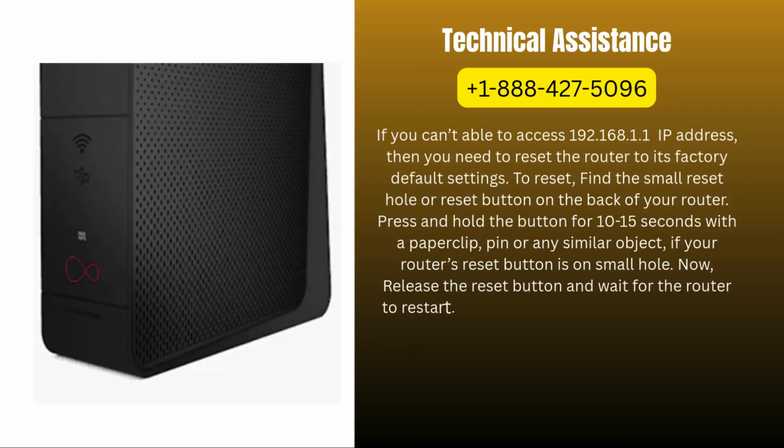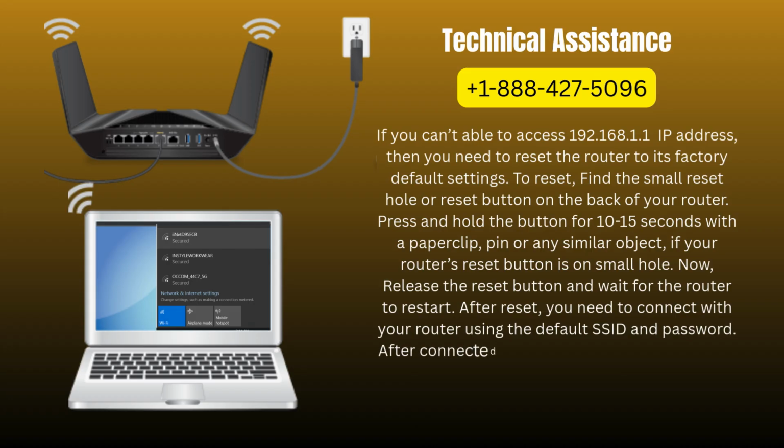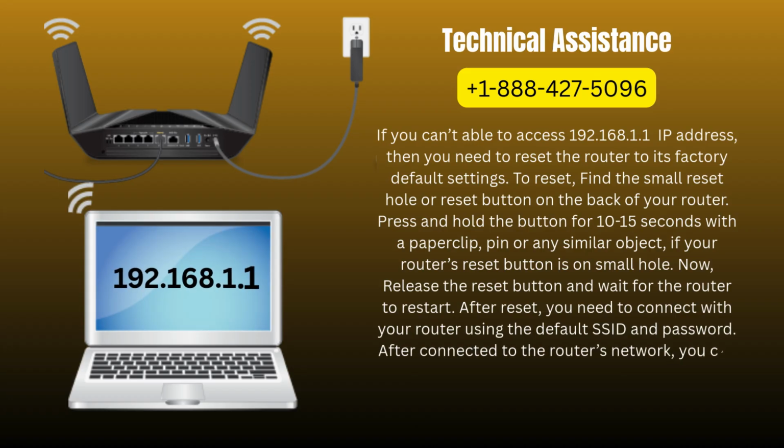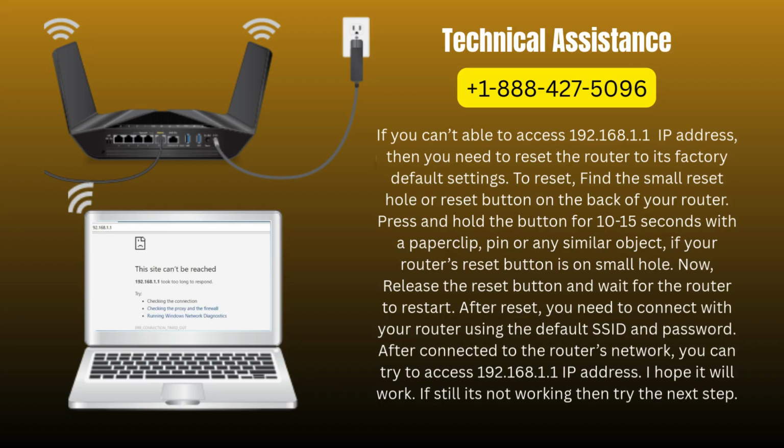After reset, you need to connect to your router using the default SSID and password. After connecting to the router's network, you can try to access the 192.168.1.1 IP address. I hope it will work. If it's still not working, then try the next step.